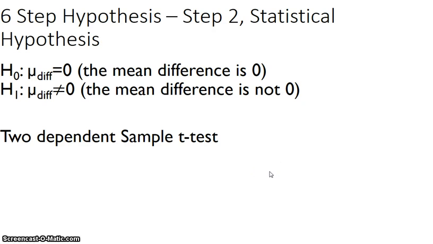Step 2 is to write our null hypothesis, that there is no mean difference between the sitting and standing heart rates, and our alternative hypothesis, that there is a mean difference between sitting and standing heart rates. Because the groups sitting or standing can be compared using the same subjects twice, this is a two-sample dependent t-test. One symbol of the mean, mu difference, is used in this test.